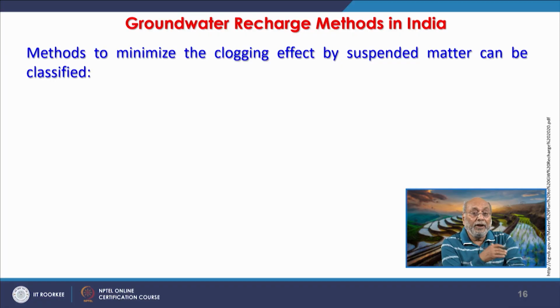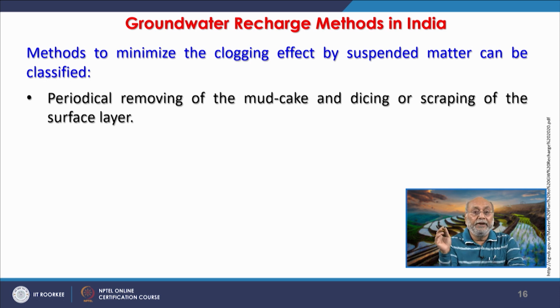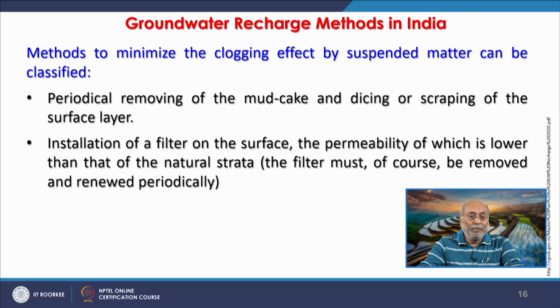Now, what are the methods? One method I have already mentioned is desilting. What are the methods by which we can remove or reduce the clogging effect because of this silt or suspended matter? Periodical removal of the mud cake, and dicing or scraping of the surface layer. Sometimes it is impractical to do it like this, so it is better to first desilt and then allow the water.